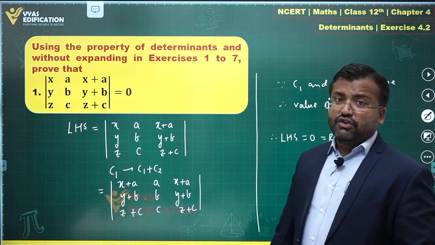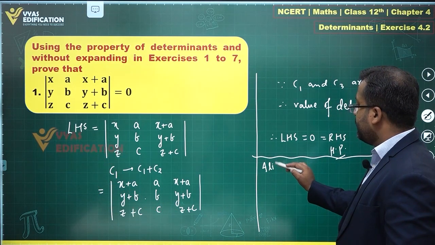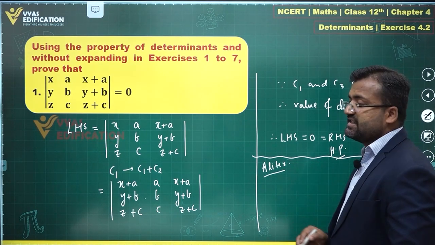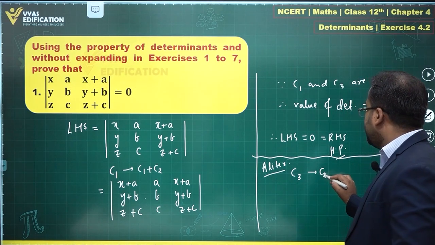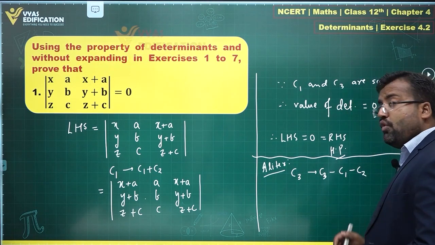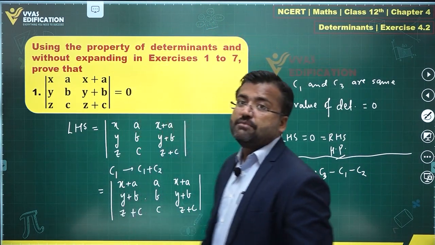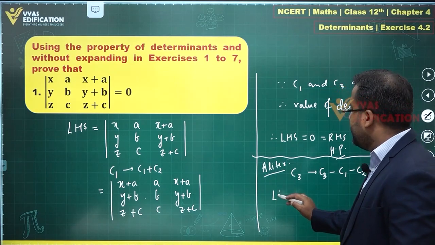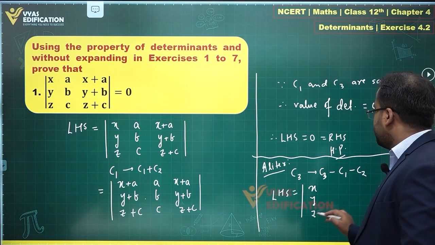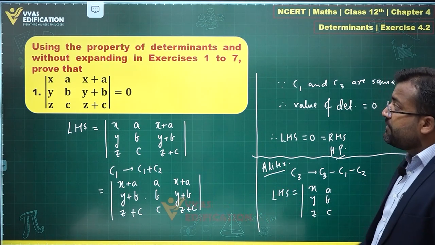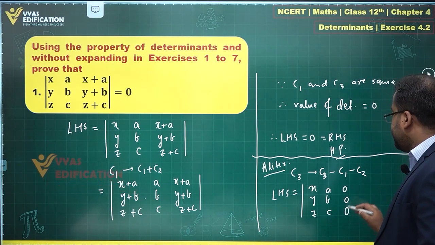Another alternate approach that you could have used is to replace C3 by C3 minus C1 minus C2. You're subtracting both of them at the same time? Yes, I'm subtracting both of them at the same time, and in this case the LHS will be equal to x, y, z, which is okay, and a, b, c, which is also okay. But x plus a minus x minus a will be simply 0, and 0 and 0 over here.